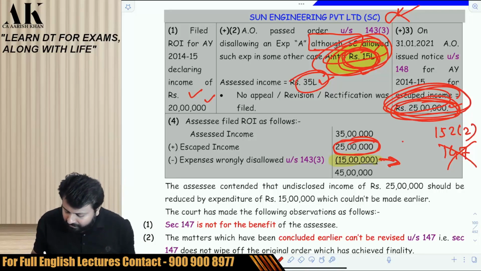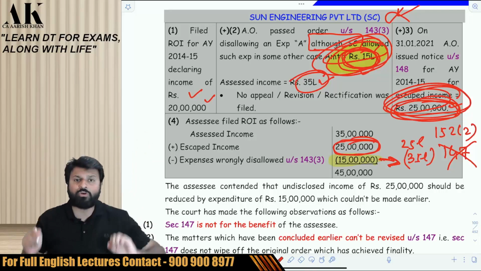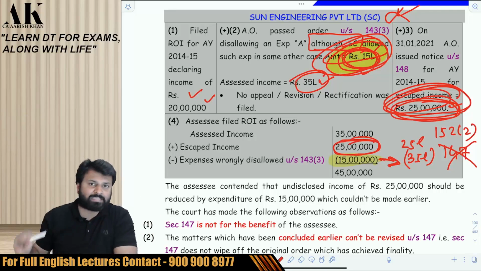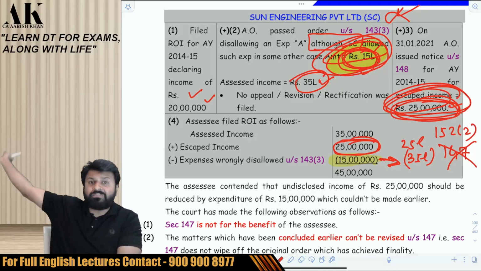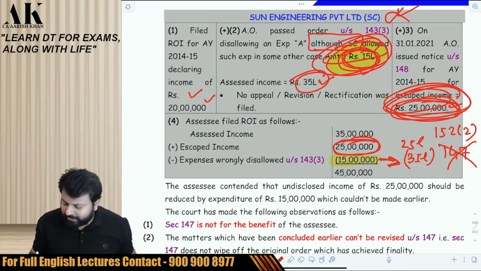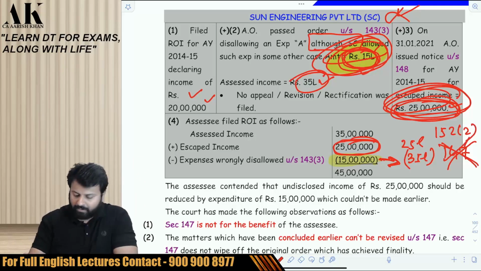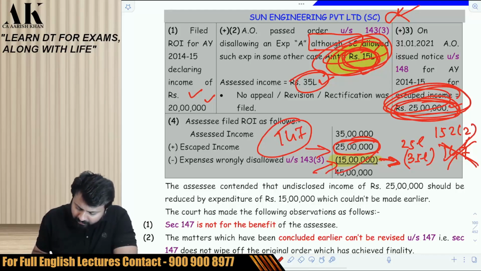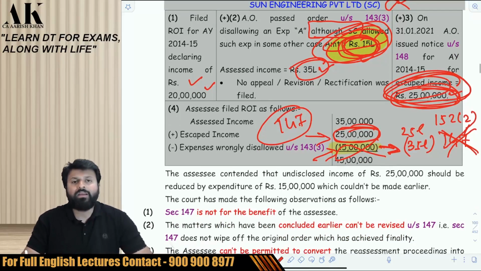For example, if this amount is 25 lakhs and this amount is 35 lakhs, there is more wrong that happened with you as compared to what wrong happened with the department. What wrong happened with the department? 25 lakhs escaped income. What wrong happened with you? 35 lakhs wrong disallowance. So in that case you can tell the department to drop that 147. But if this is greater than this, then 147 will be done and you will not get the deduction of 15 lakhs. This is what it says in section 152 subsection 2.